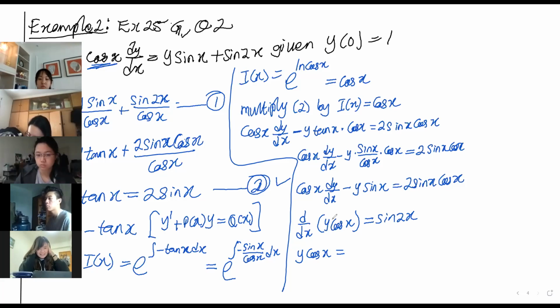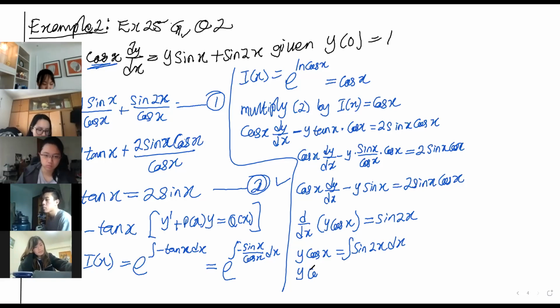If I want to isolate this, I want to remove this. What do I do to the other side? Integral. Just integrate. Integral sine 2x dx, that's all. Okay, Mr. Chang, so what is that now? Negative half cos 2x.